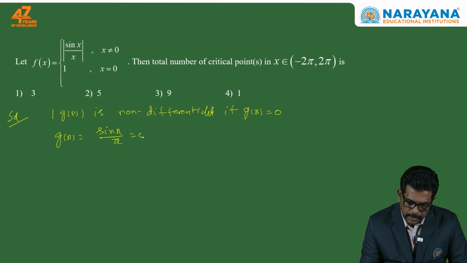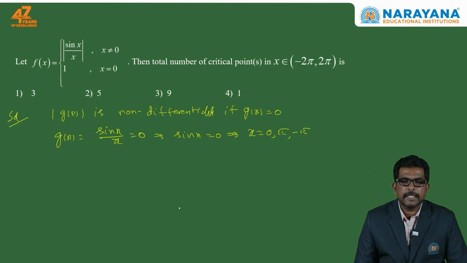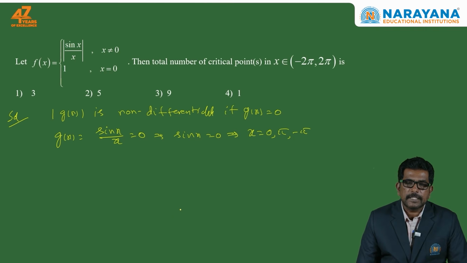So sin x by cos x is equal to 0. It implies sin x is equal to 0. So the doubtful points are x is equal to 0, pi, minus pi. At these points, the function may not be differentiable. First, we are going to check at x is equal to 0 whether it is differentiable or not. If the function is not differentiable, then definitely it is one of the critical points.